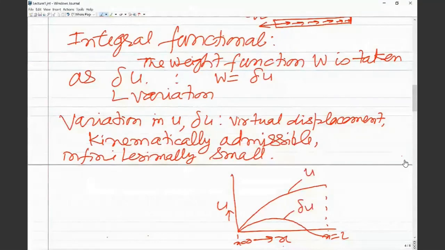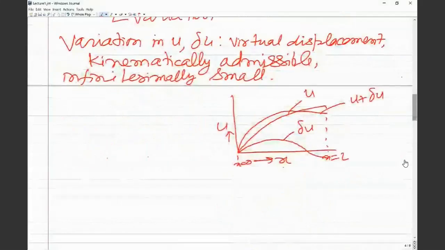Virtual, I already told you, is not a real, actual displacement, but a mathematical concept. We call it a virtual displacement. And the third thing is that it is infinitesimally small. This is a small quantity compared to u. If you look at u plus delta u, that is the varied displacement, it would be something like this. This will be the plot of u plus delta u, which we call the varied displacement.